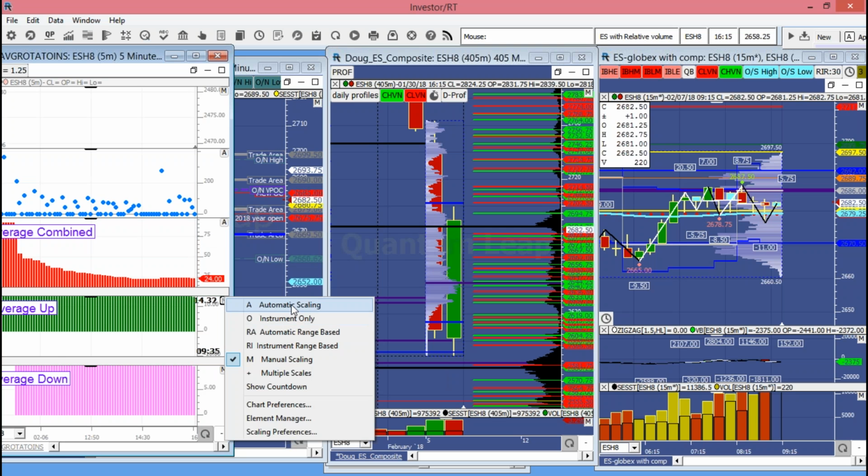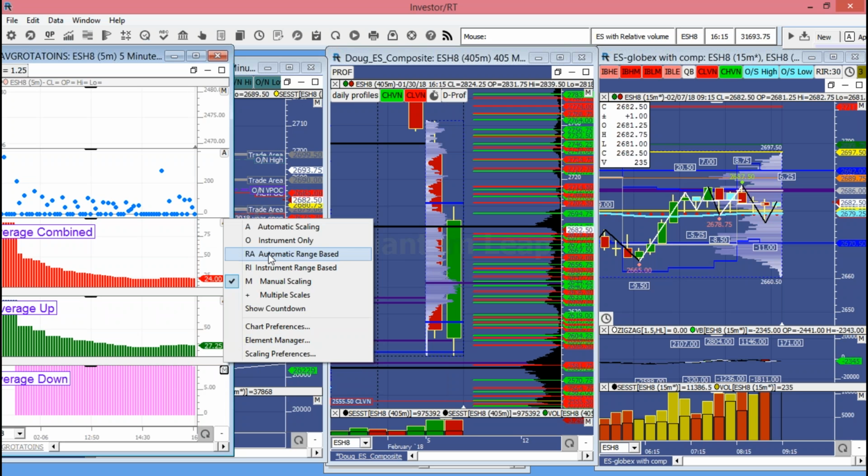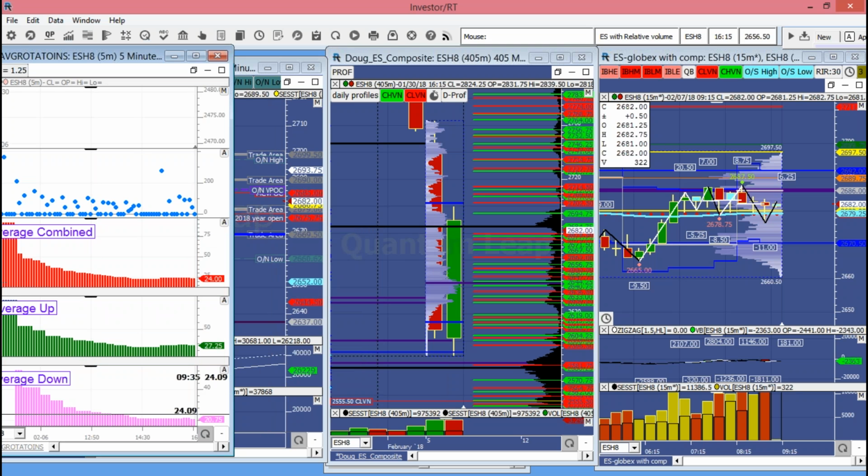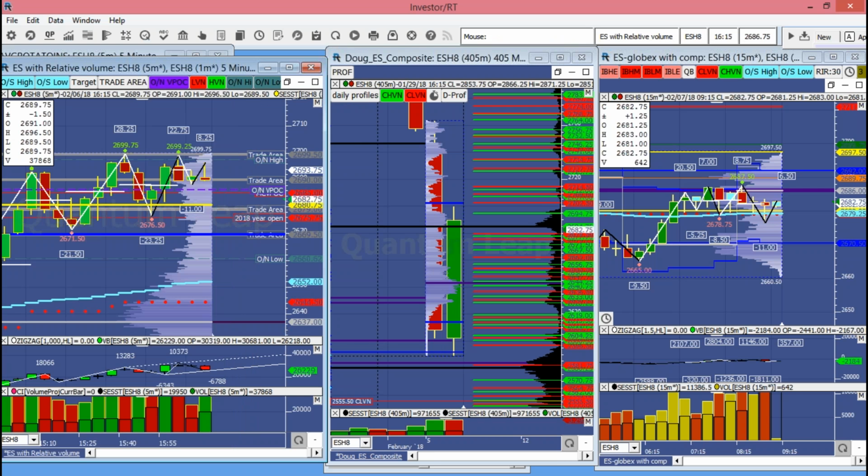If you look at yesterday's average rotations, the average rotations for the last 2 days have just been absolutely humongous. So the average combined yesterday was 24 points. Now, just to put that into perspective, on an average day, our average rotations are around 3 to 4 points. So you can see that this is just absolutely huge.